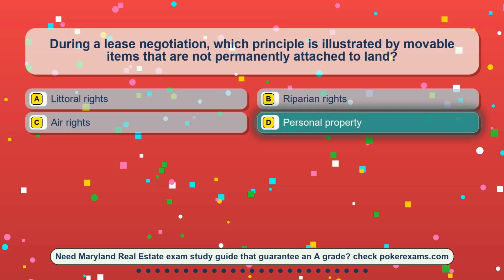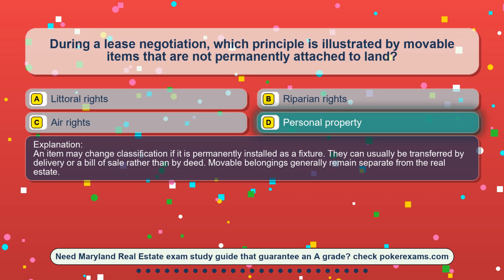The correct answer is option D, personal property. An item may change classification if it is permanently installed as a fixture. They can usually be transferred by delivery or a bill of sale rather than by deed. Movable belongings generally remain separate from the real estate.